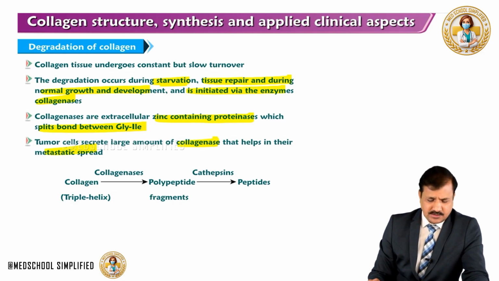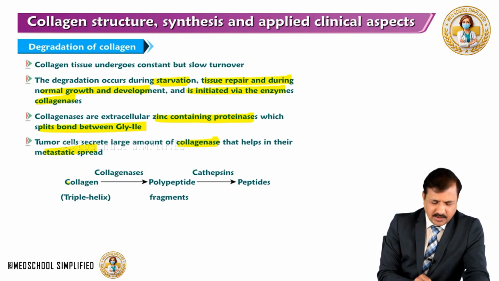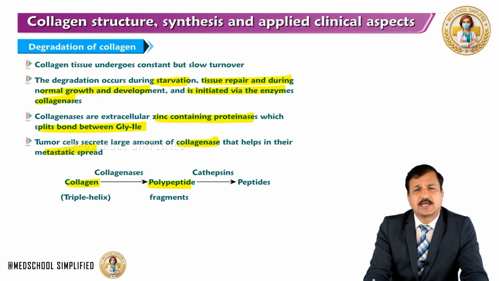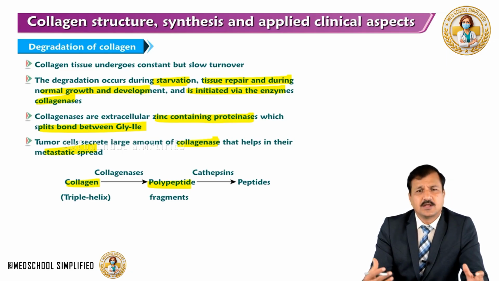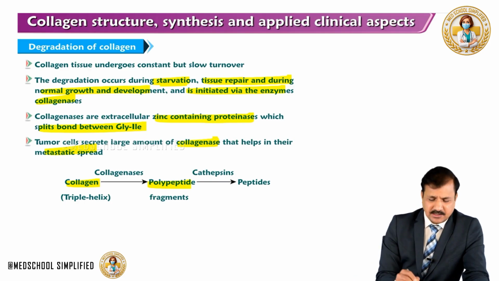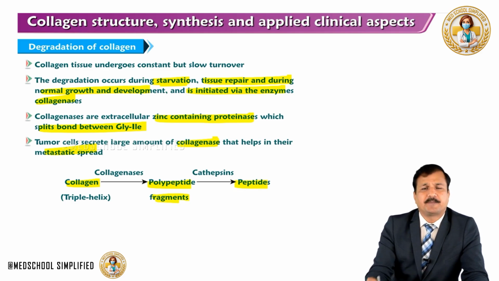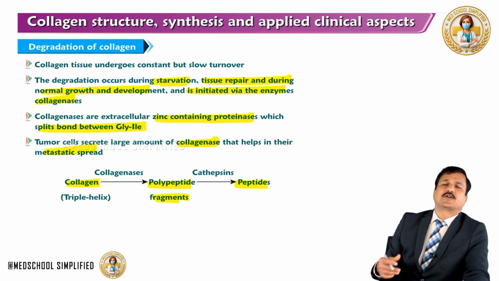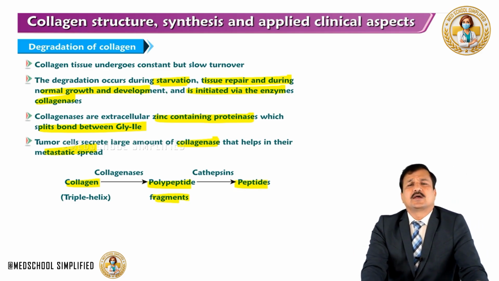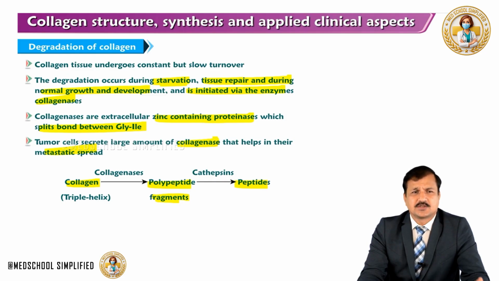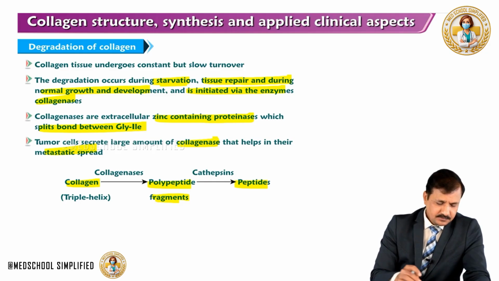So in the flow of reactions, collagenases break that bond between glycine and isoleucine and release polypeptide fragments, and then cathepsins will break those polypeptide fragments into peptides, and the peptides are further handled by proteases. So this is how degradation of collagen goes on.